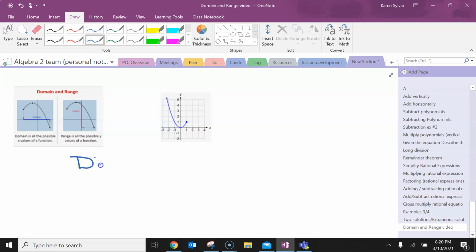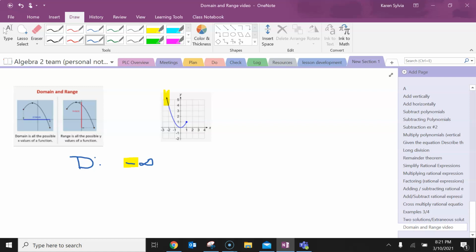I would first describe my domain, and I would look from left to right. The furthest left I have is over here where it's highlighted yellow. And there's an arrow pointing up, which means that the left-hand side is continuing on forever and ever. So it's going left, negative infinity. So the left side is going to negative infinity.